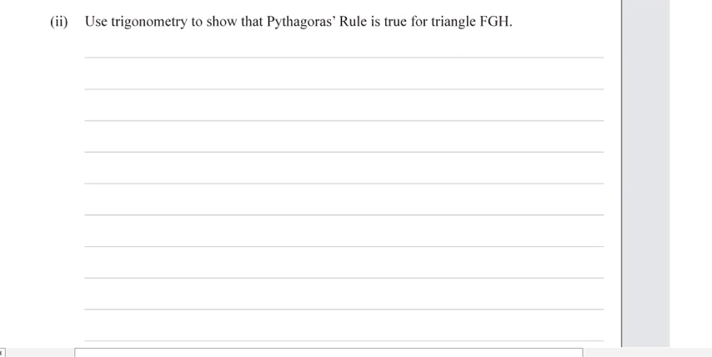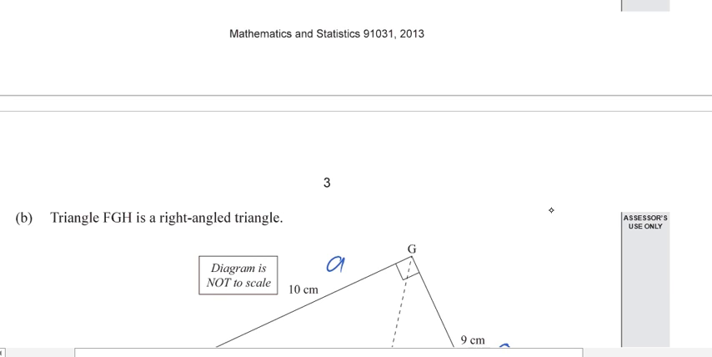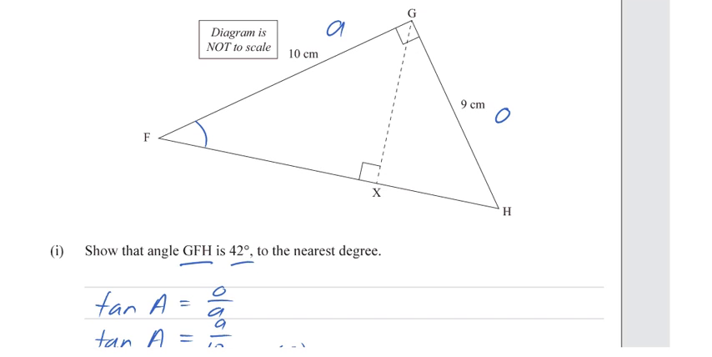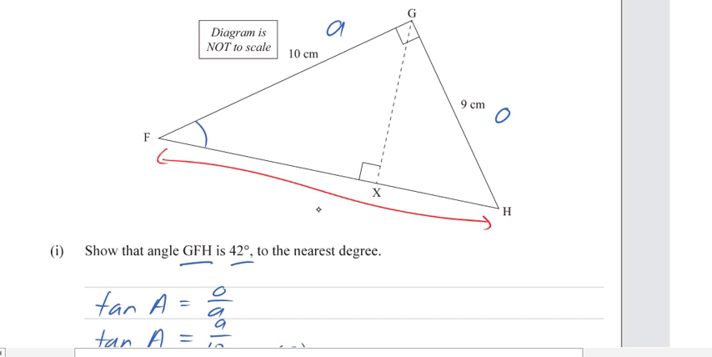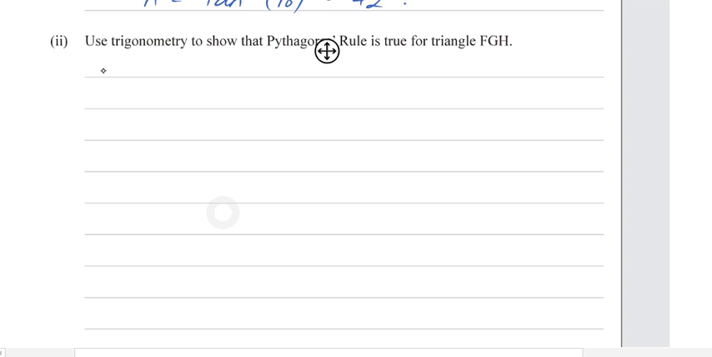Next question is asking us to use trigonometry to show that Pythagoras' rule works. And so if we're using trigonometry, I'm going to be wanting to find this length here, which is the hypotenuse, and it doesn't matter which of the other two lengths I use, I'll just use this one here, and so that's going to be adjacent because it's next to the angle, if that's the angle that we're using. So I'm going to use cos for this one, so I'll write that out.